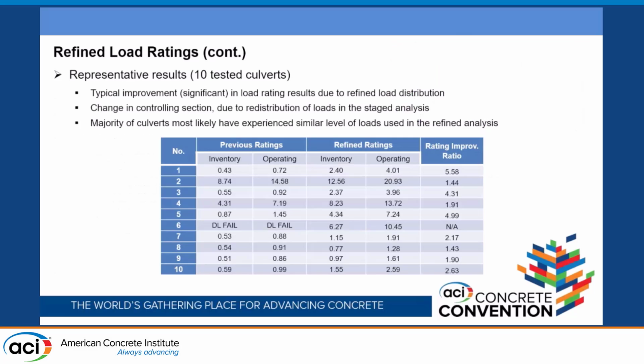So with that, this is the representative data for the design vehicle HS20 for the 10 tested culverts. You can see across the board that with this approach, using the calibrated attribute, the 2D calibration factor, and the multi-step linear elastic analysis and progressive hinging, we were able to increase the load rating of these across the board.